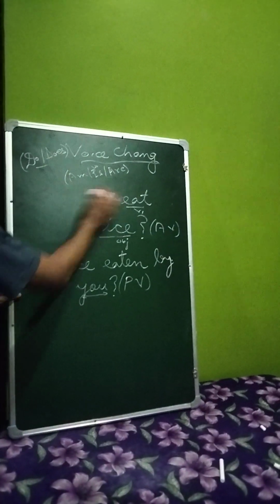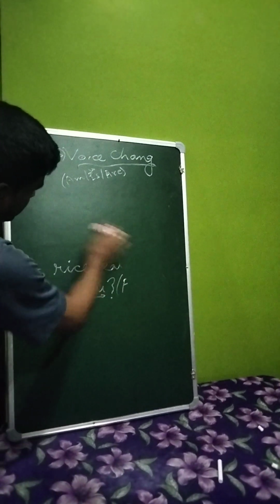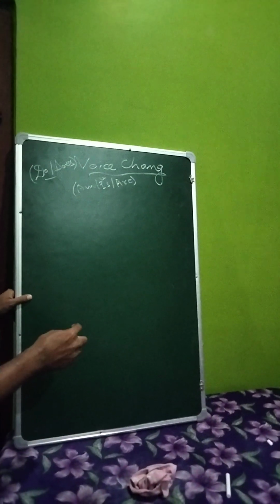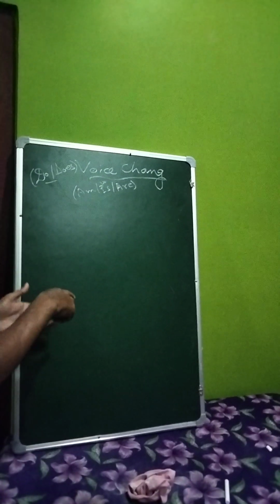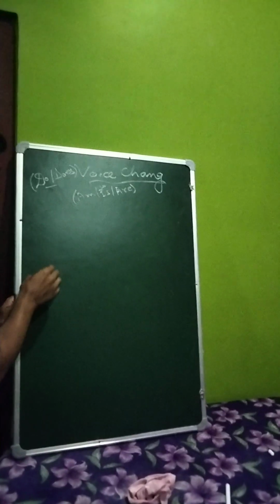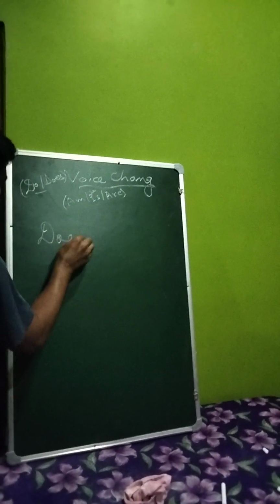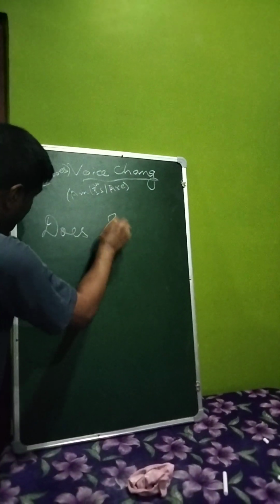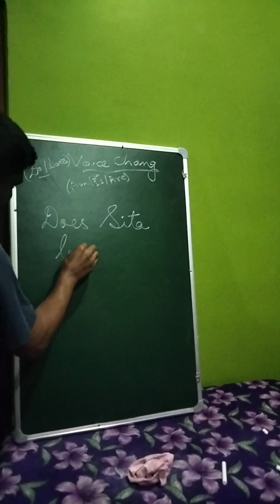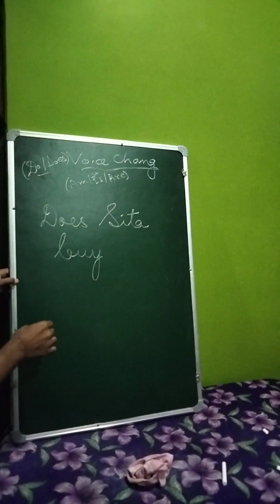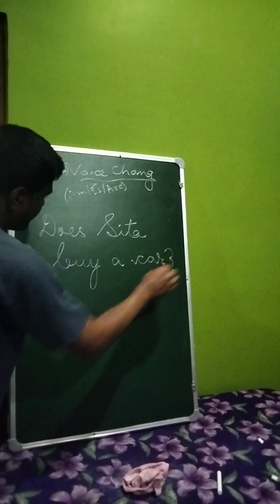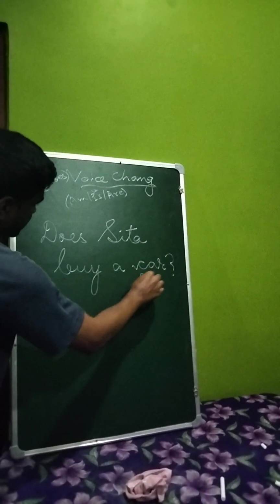Anyway, you see now next sentence. Next sentence: does will always come in the active voice, and in passive voice am, is, are. Whenever am, is, are passive voice is given, then you are to do it in the active. So now I will be writing a sentence with does. Does Sita buy a car? You see, it is the active voice sentence.